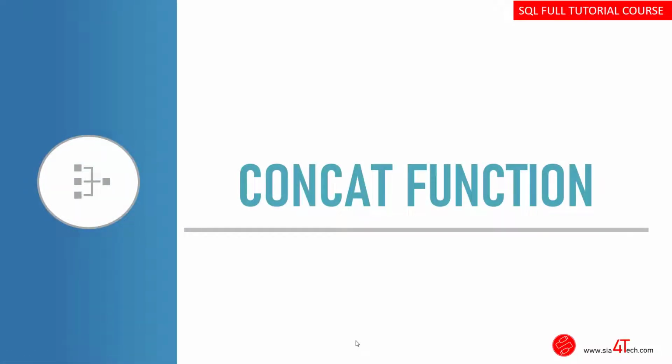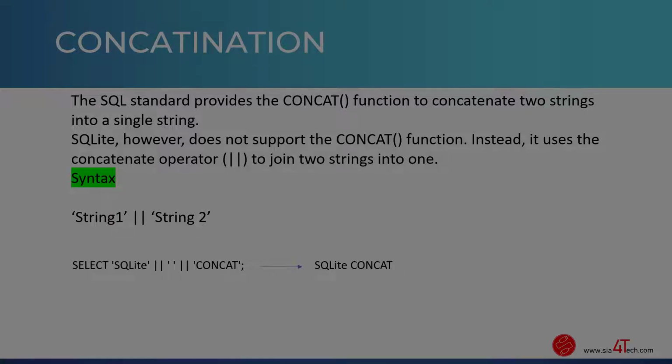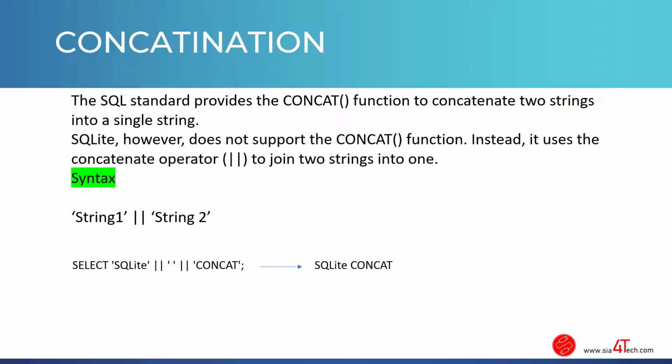In this video, we will talk about the concat function. The SQL standard provides the concat function to concatenate two strings into a single string. SQLite, however, does not support the concat function. Instead, it uses the concatenate operator, using these two pipe symbols to join two strings into one.